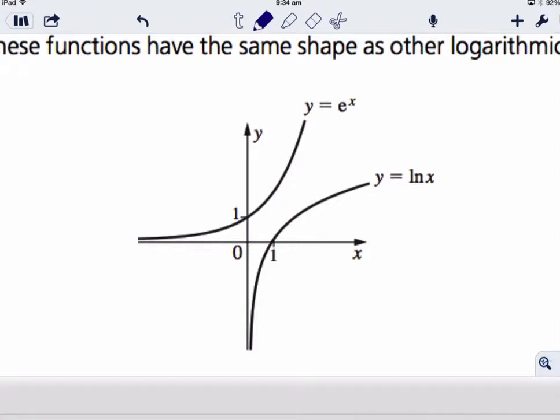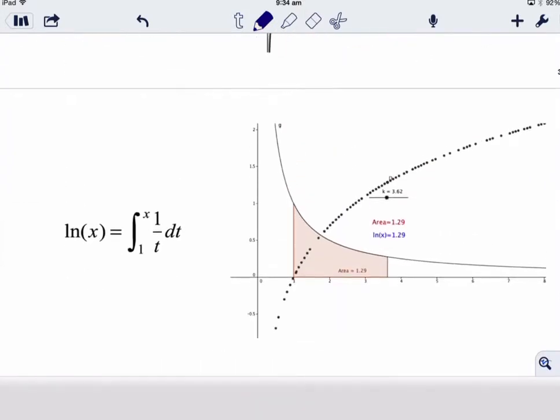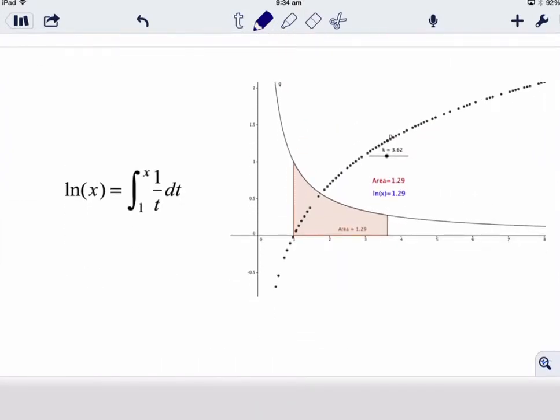ln x and y equals e to the x are inverses of each other, as you can see on that graph. The definition of ln x actually comes from the derivative. If you look at the area underneath the curve 1 over t, from 1 to a certain x value, that is the value of ln x. As we increase the area under that curve, you can see that the area under the curve is the same as the value of the natural log function. That's the basic definition of what the natural log function is also.